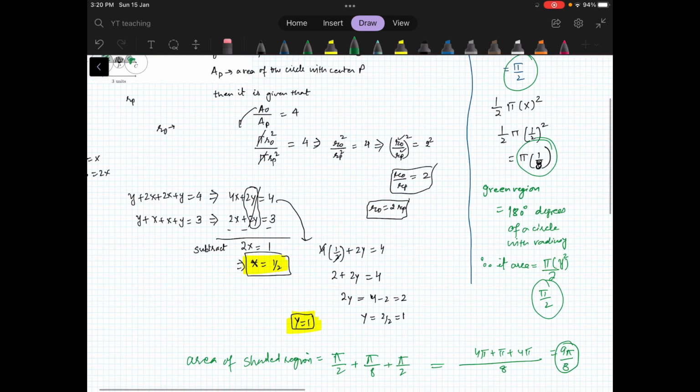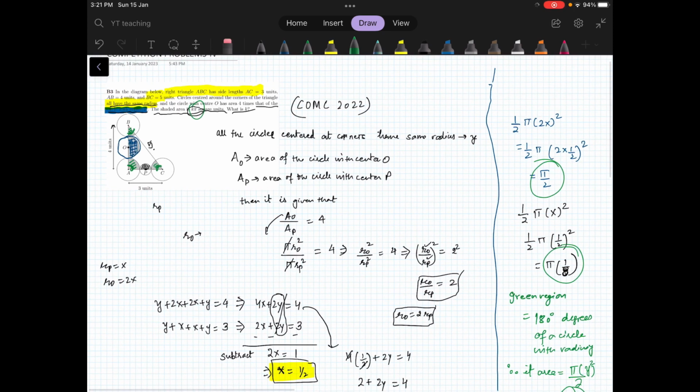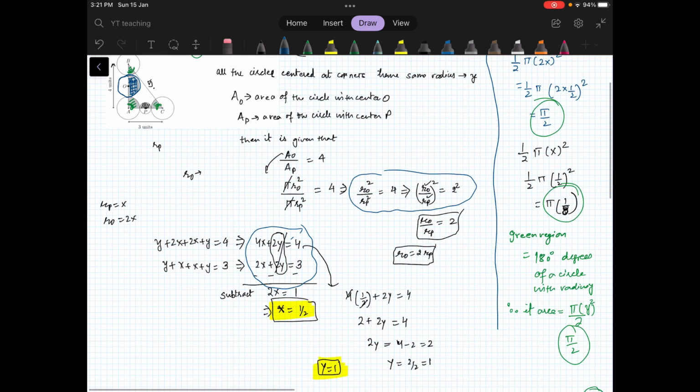Okay. Now if you try to analyze this question, there are so many things going on here. You should know how to solve your system of equations. You should know the formulas for the areas of circles. And then this information was very important, where we said that the green region is 180 degrees of the circle with radius y. So here we used the information that the sum of the three angles of a triangle is 180 degrees. So there are so many things involved. So obviously if you are practicing your maths properly, then it's not a hard problem. Okay. If you have any doubts, you can write in the comment box.